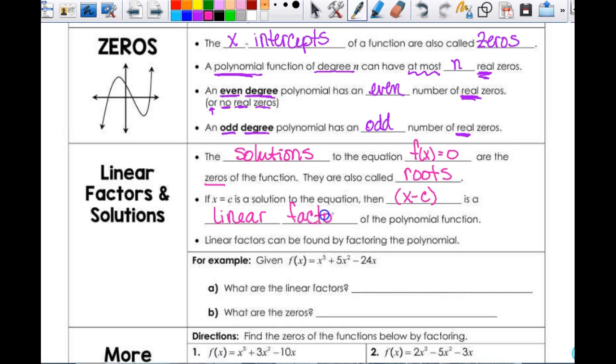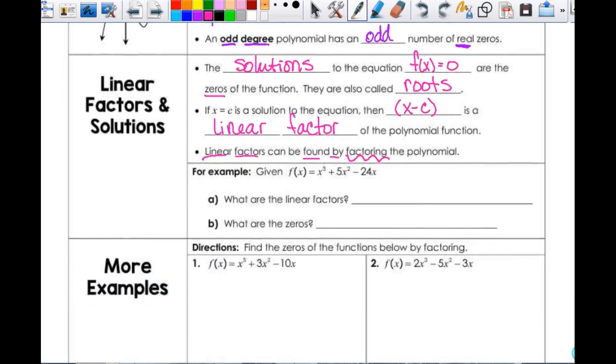Why do you think it's called a linear factor? Well, this is x to the first power. So it is a linear factor of the polynomial function. Linear factors can be found by factoring the polynomials. I hope you are factoring whizzes at this point because you're going to need that. You've got to be able to factor. And remember, if you're not a factoring whiz, if yesterday you were a little freaked out and it wasn't easy for you, then you need to spend some time on Khan Academy getting this figured out because you don't want that to be what's holding you up in any aspect.